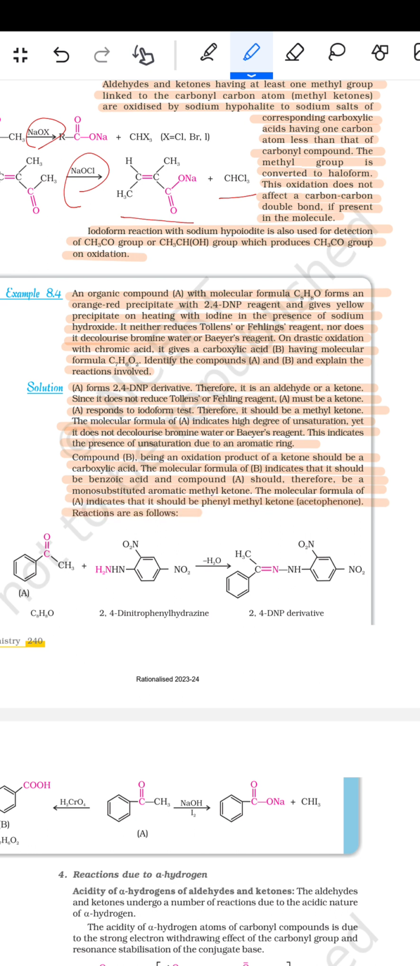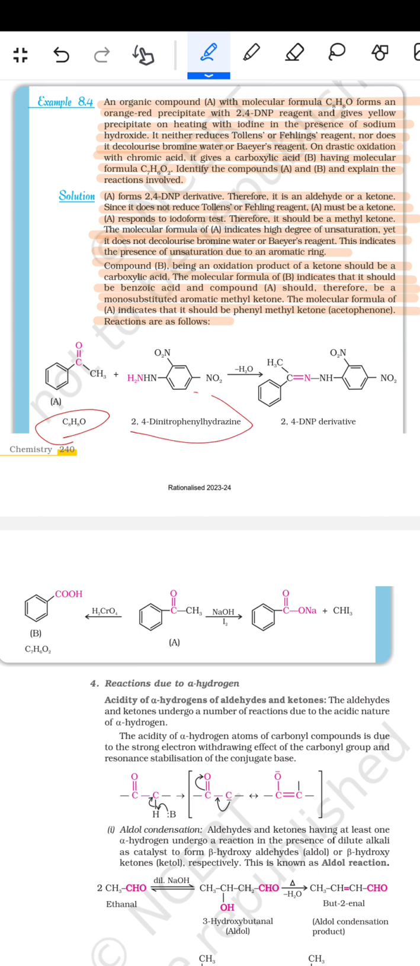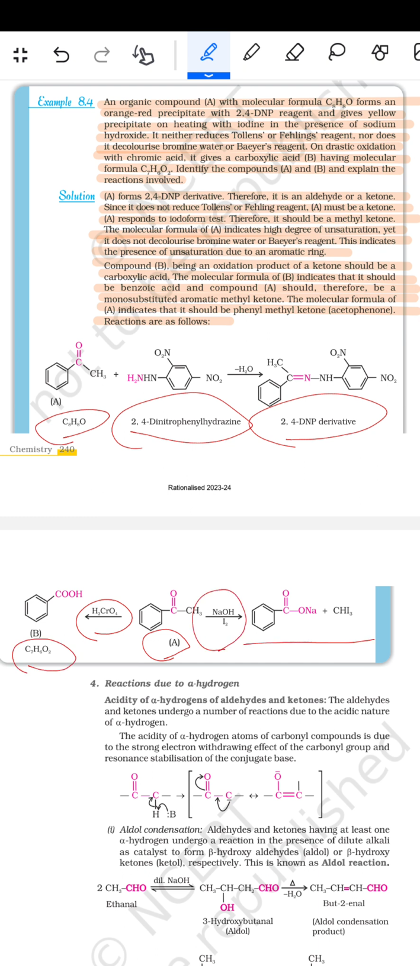Reaction is as follows. तो रिएक्शन है कि A जो है ये वाला है, फिर इसमें C8H8O है, फिर 2,4-डाइनाइट्रोफिनाइल हाइड्रेजीन रिएक्ट किया तो 2,4-DNP डेरिवेटिव बन गया. इसका रिएक्शन इस प्रकार से आता है कि ये तुम्हारा ये है H2CrO4 किए तो C7H6O2 बन गया और NaOH और I2 किए तो ये बन गया और प्लस CHI3 बन गया.